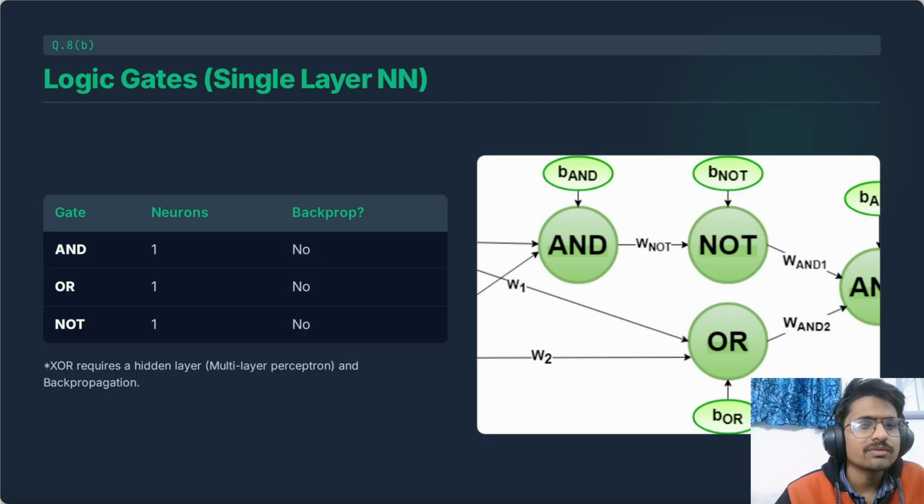So part B of question number 8, logic gates. So there are three gates: AND gate, OR gate, and NOT gate. So there is one neuron in there, and backprop. There is no backprop on all these three.